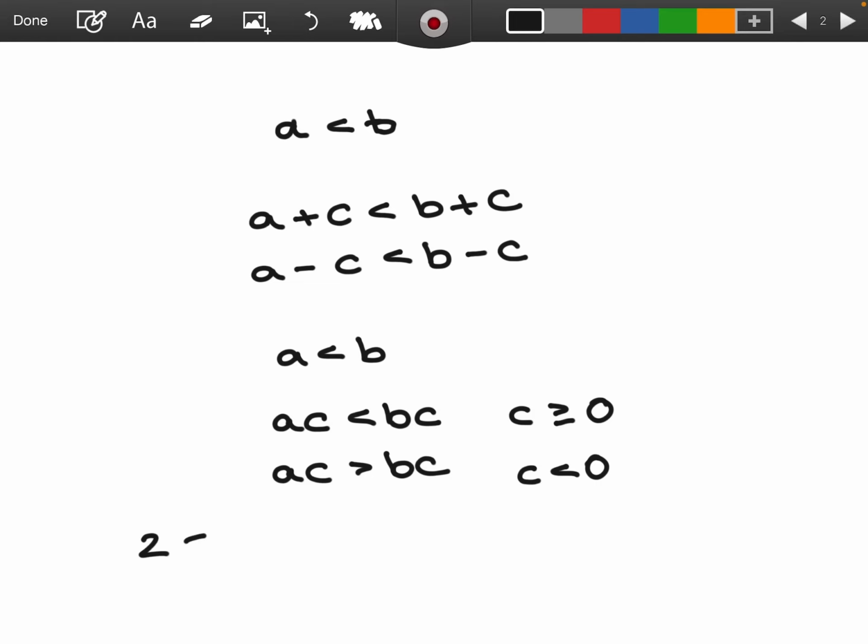An example of this would be to say that 2 is less than 4. Okay, that's true. If I multiply both sides by -3, so 2 multiplied by -3 and 4 multiplied by -3, I would have -6 on the left and -12 on the right. -6 is greater than -12. So I switch my inequality around. So make sure that you remember that whenever you do any kind of manipulation involving multiplication of negative numbers for inequalities.